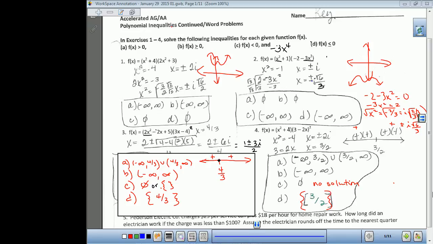All right. So first thing we're going to do is talk through the homework and make sure everybody understands this. On this one, when we find the zeros, we find that they're all imaginary. And so we know it doesn't cross the x-axis.